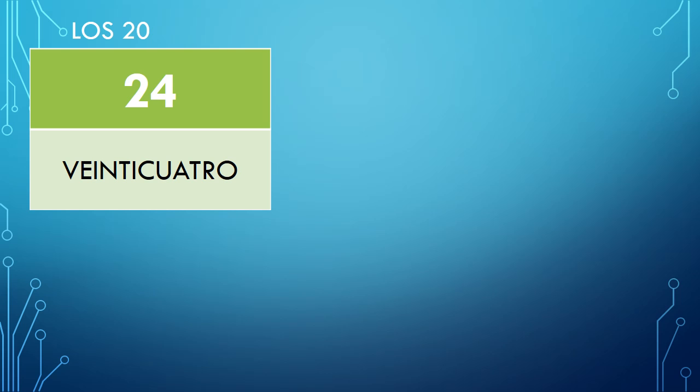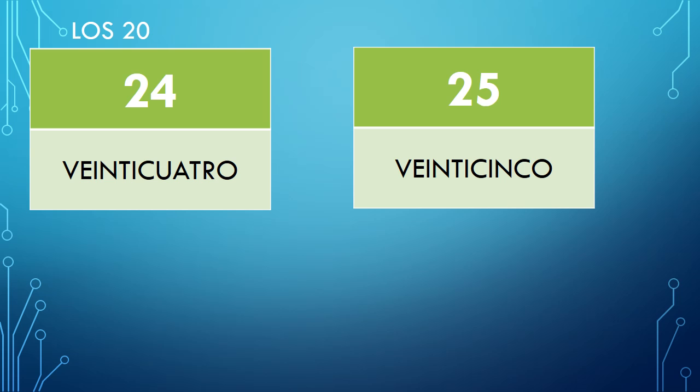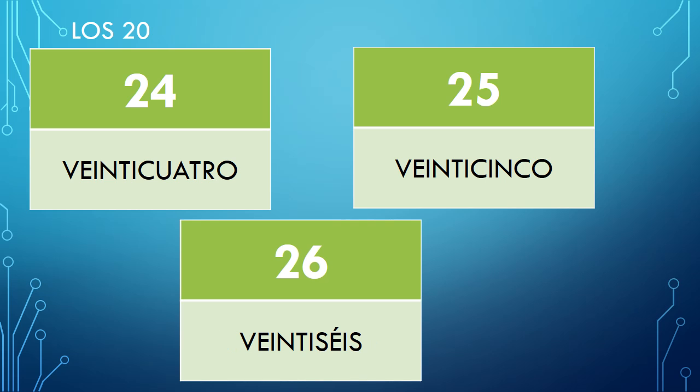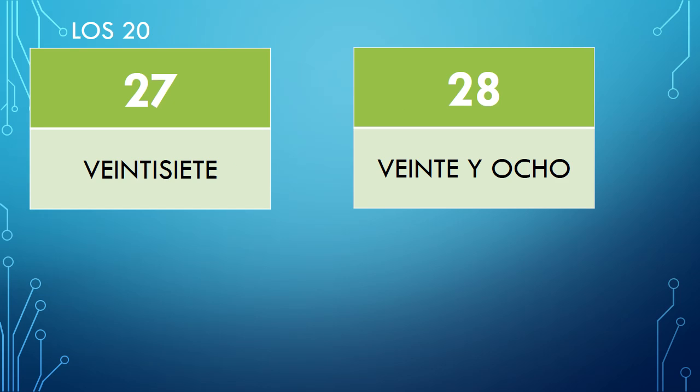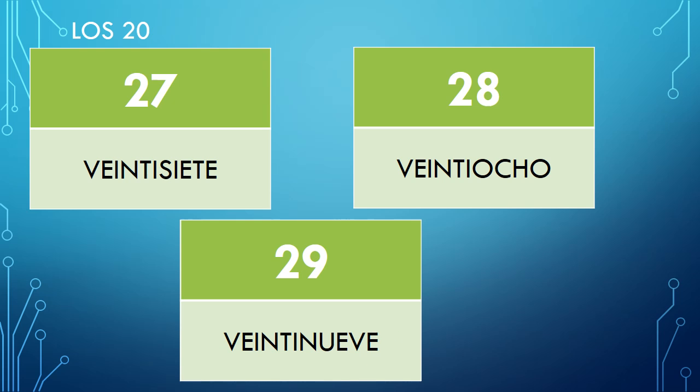24, 25, 26, and again we get an accent there. 27, 28, and 29. So those are our only exceptions to that pattern. We drop the E, the Y becomes an I, and we smash them all together into one word. Alright, but the rest are not like that. The rest are separate words. So here, let's look at them really quickly.